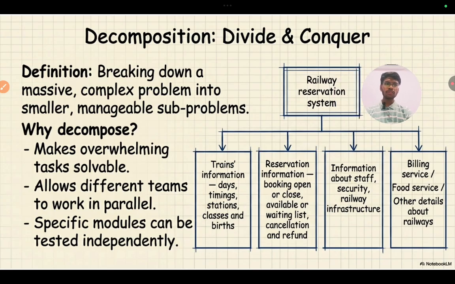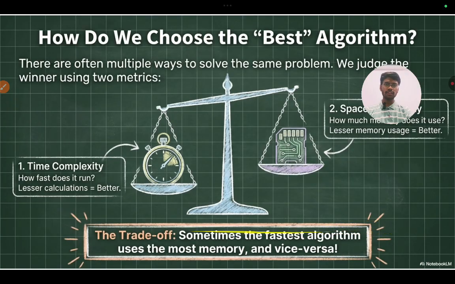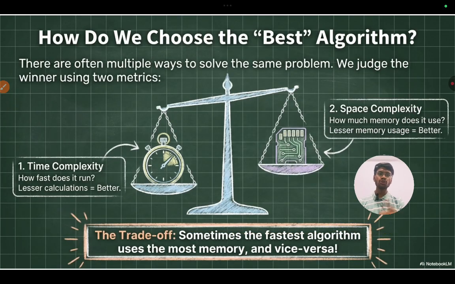And decomposition means divide and conquer, breaking a massive complex problem into smaller manageable problems. Why decompose? Overwhelming problems become solvable, different teams can work in parallel at the same point of time, and specific modules can be tested independently. Like the railway reservation system has many different modules: train information, reservation information, staff, security, infrastructure information, billing service, food service, and other details.